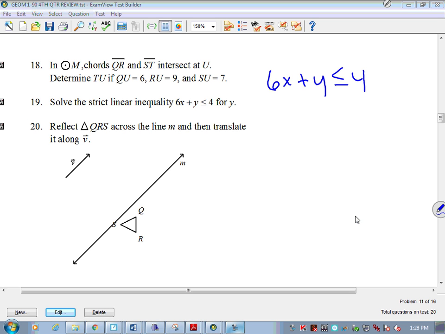I'll help you out here. This is the y one. The other one is a 4. Subtract 6x, so we get y is less than or equal to what? 6x plus 4. Close. Negative. Negative what? Okay. Is that the answer? Yes, it is.